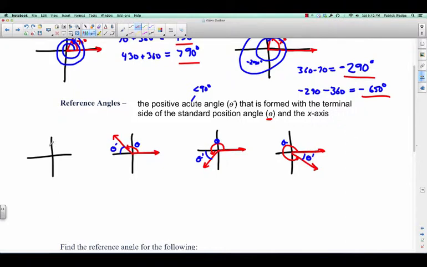Okay, let's go back to the first one. Confuses people when I do this one first, but when you do it last, I think you'll get it. It's pretty easy. It's too easy, because this is the standard position angle, and the reference angle is between the terminal arm, here's the terminal arm, and the x-axis. Don't go this way, that'd be more than 90 degrees. It has to be here. What do you see about the reference angle and the standard position angle? If it's in the first quadrant, they're exactly the same.